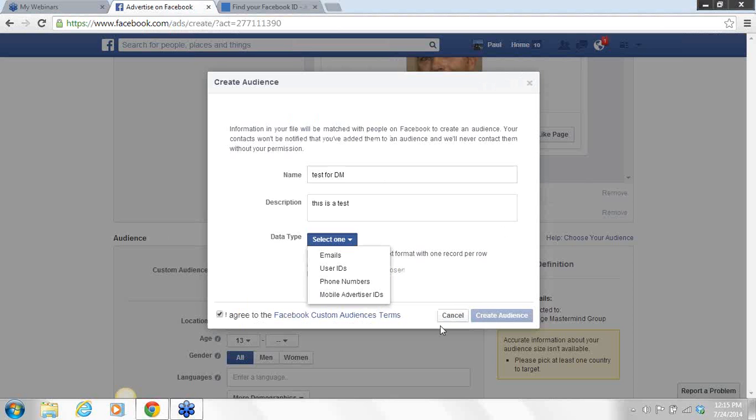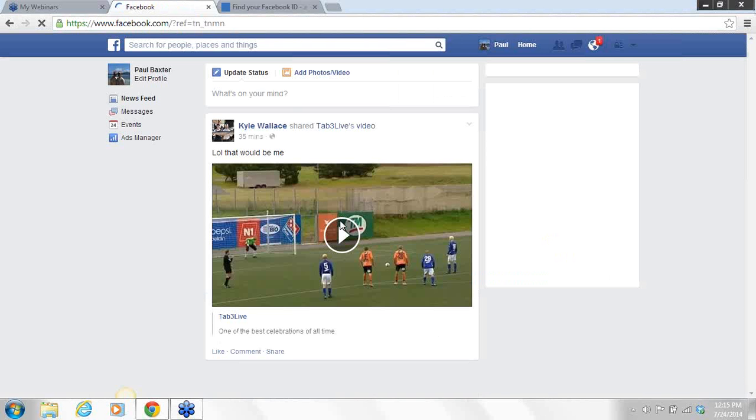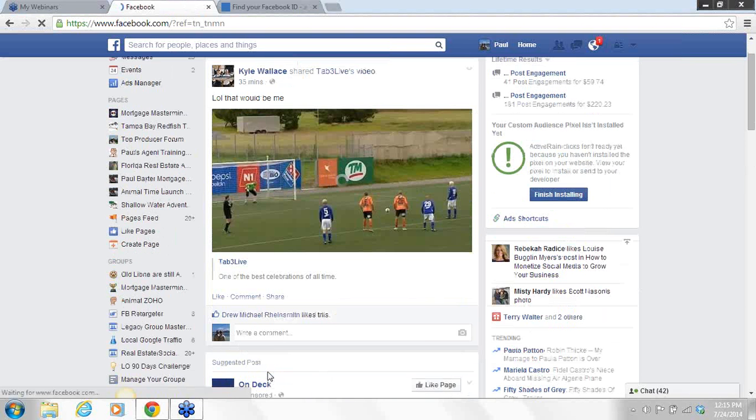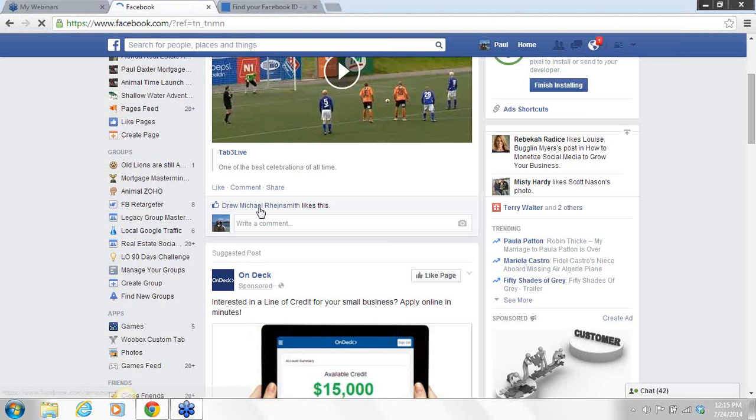So let me just cancel out of this real quick, and I'm just going to go to the home screen. Yes, leave this page. And let's say I would like to get, I have no idea who Drew Michael Rainsmith is, but if I go to his profile, come on computer, catch up, baby, you can do it.